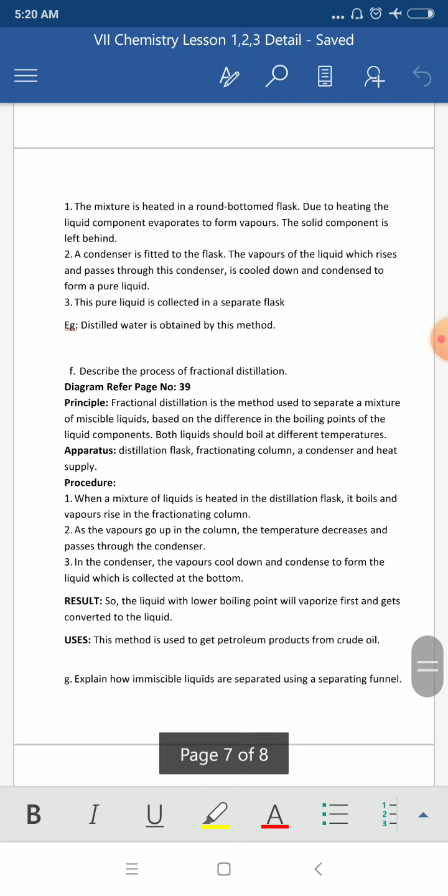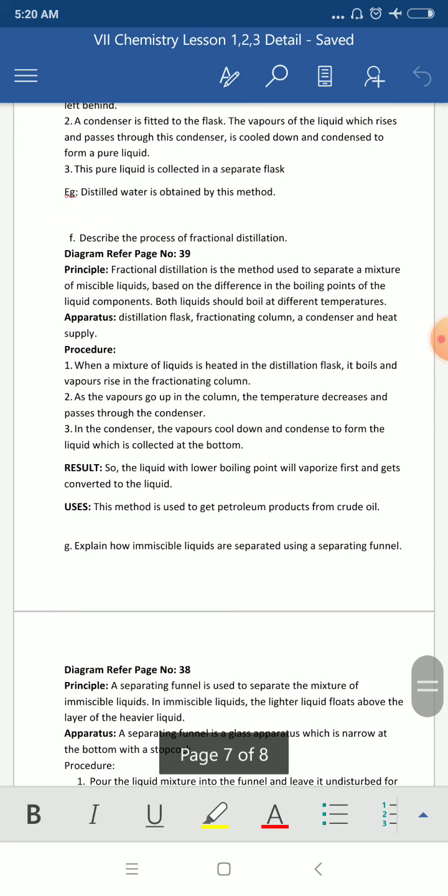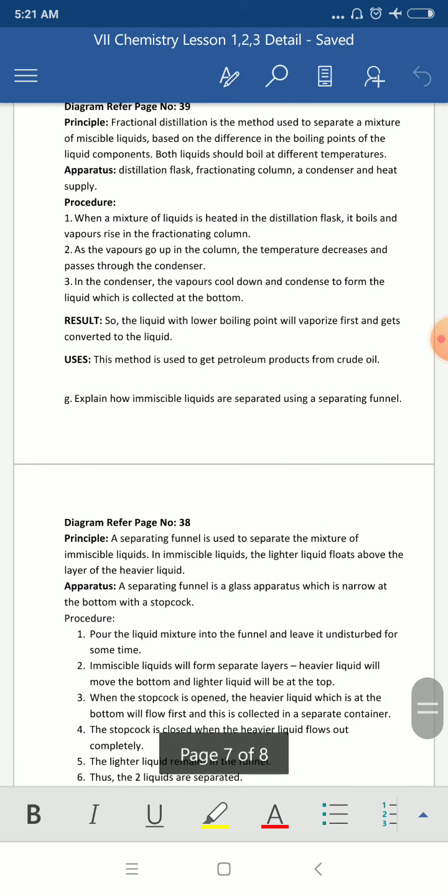Okay, so now coming to the fractional distillation, refer to the diagram on page number 39. Now start writing the principle first, that is the definition. We are going to separate the mixture based on the differences in the boiling points. The liquids will be boiling at different temperatures, and accordingly we use this principle here. The apparatus will have the distillation flask, fractionating column and condenser. That is how we do the procedure.